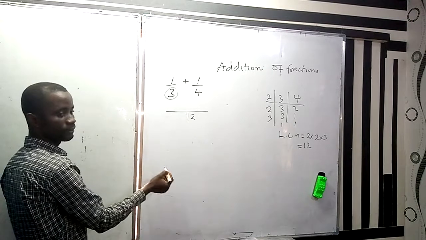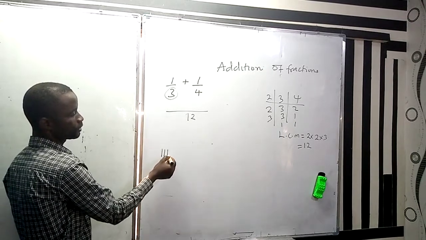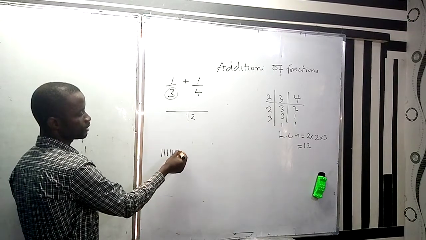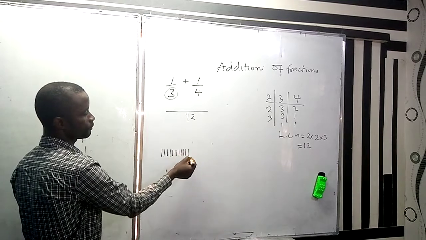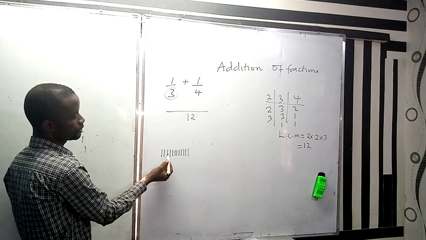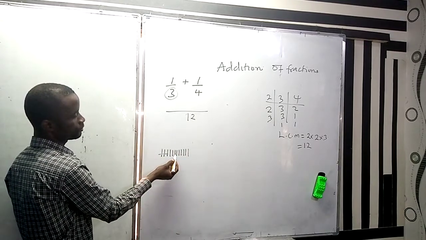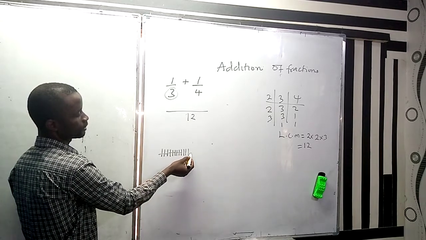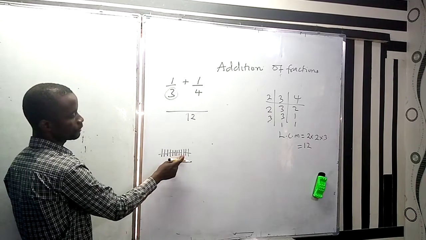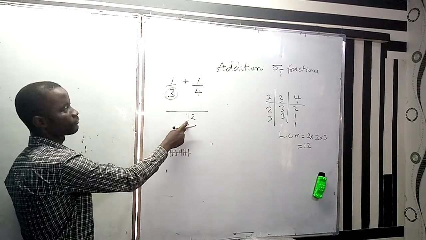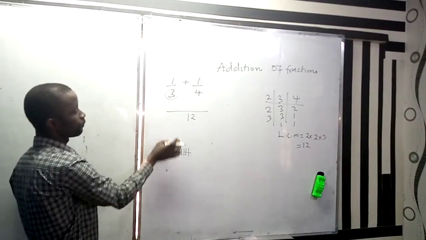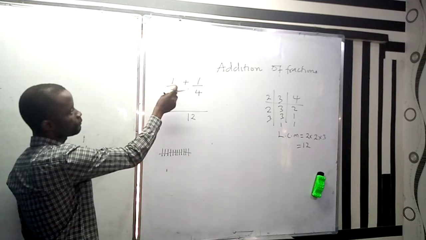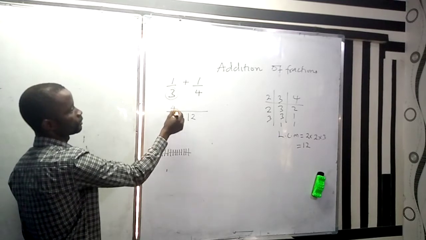Let's use the counting method. 1, 2, 3, 4, 5, 6, 7, 8, 9, 10, 11, 12. Counting in threes, 1, 2, 3, 4. That means 3 divides 12 in 4 times. That 4, you multiply with this 1. That means 4 times 1 is 4.